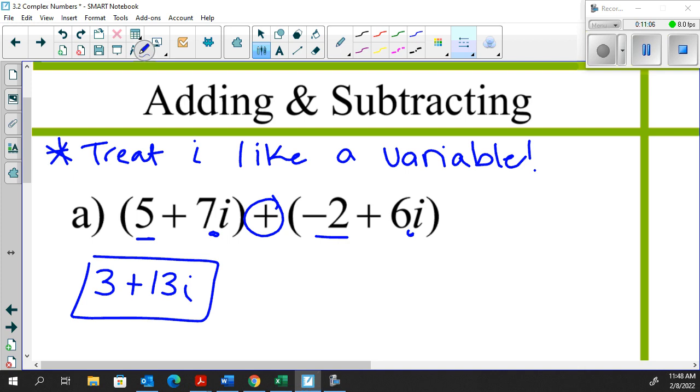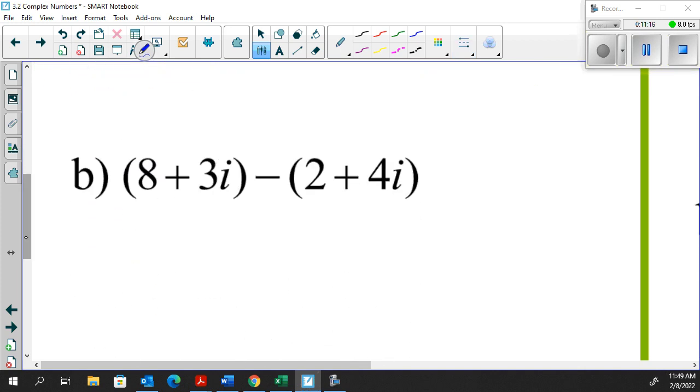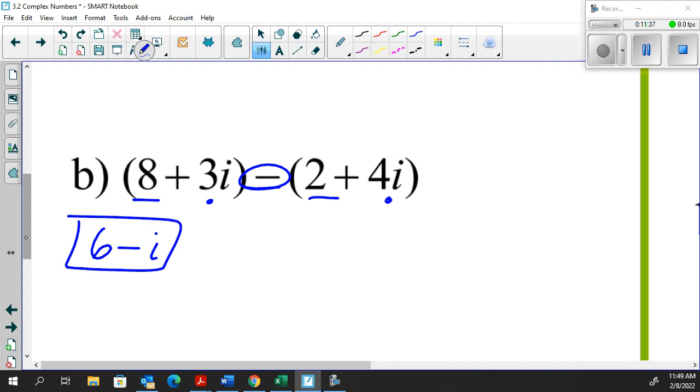Treat it like a variable and combine like terms. That's all you got to do. Does this make sense? Let's do one where you subtract, because it gets a little bit different. Instead of adding, we're subtracting, so you got to pay attention to this. It's 8 minus 2. That's 6. It's 3i minus 4i. What's that? -1i, right? So it's just minus i. And that's all it is. Does this make a little bit of sense?